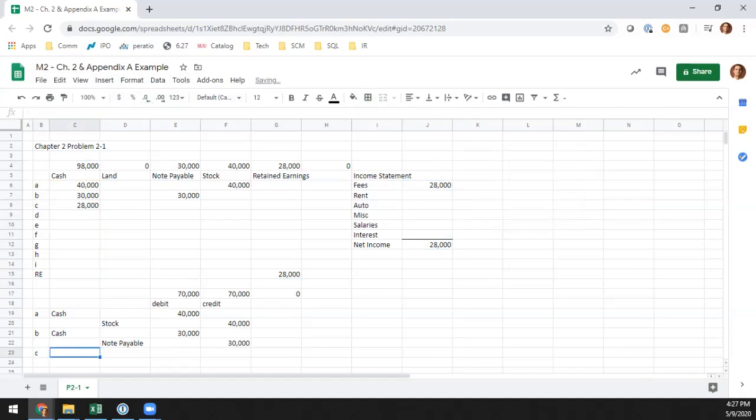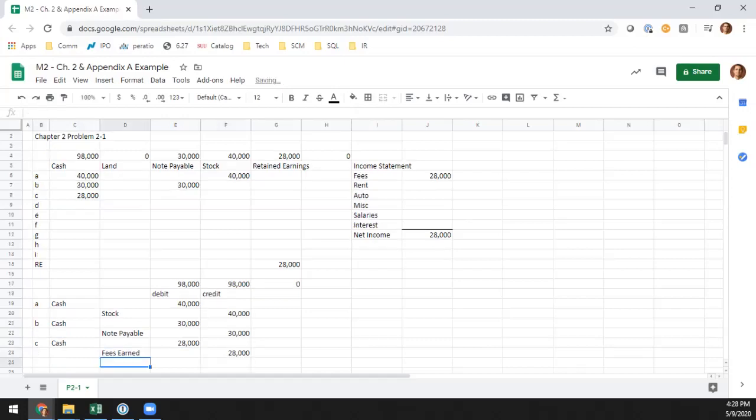So let's record this in a dual entry accounting system now. We received cash from fees. Again, we're increasing our cash. Cash increases with a debit. And we got it from fees. So fees go into retained earnings, and retained earnings increases with a credit. Okay, so we're balanced again.